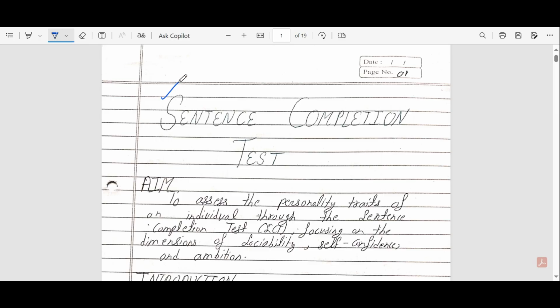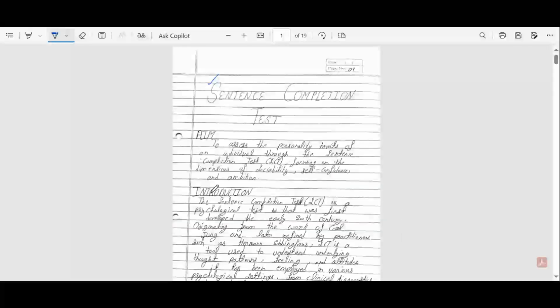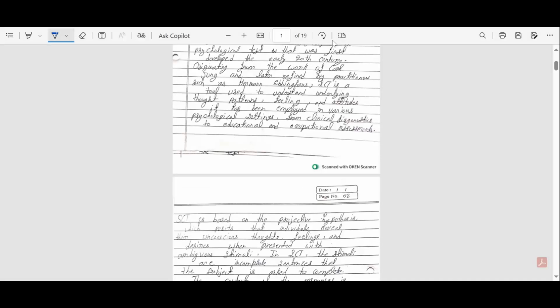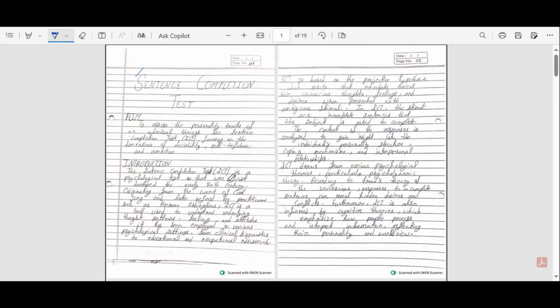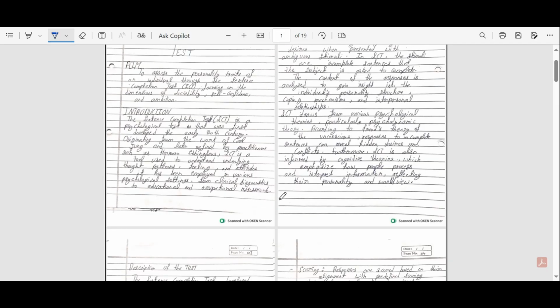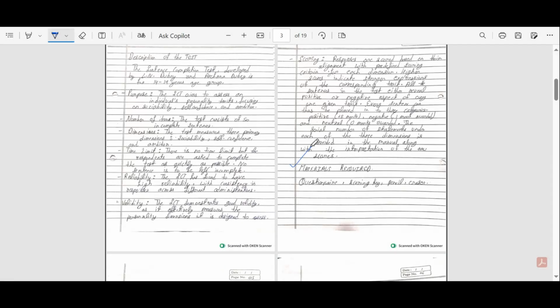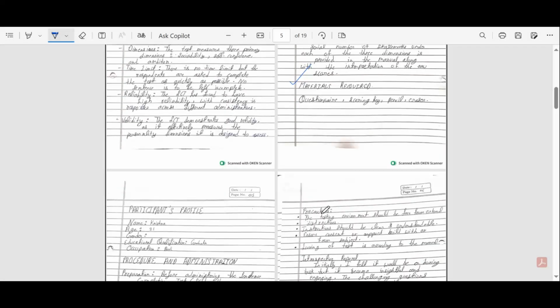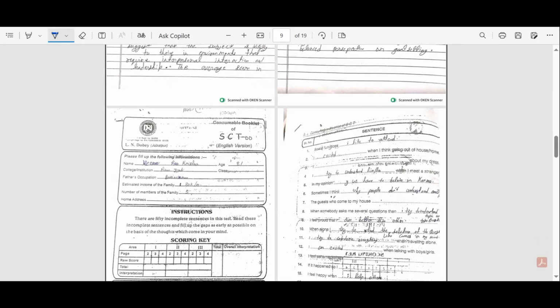So what is your format? You have to write the aim, introduction. Just take a minute. Right, aim, introduction, then उसके बाद description of test. ये सब आपको इस तरीके से लिखना है. If you want me to share this file with you, you can comment. I will share this on the Telegram group.